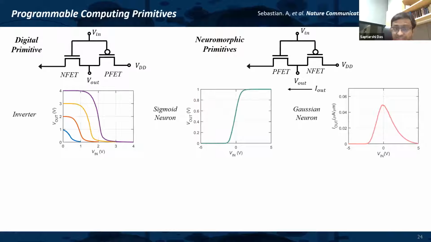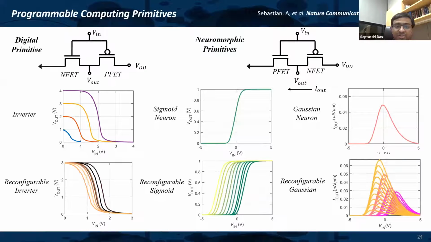Now, with these programmable computing primitives, I could connect them in series, and I could make inverters, I could make sigmoid neurons, I could make Gaussian neurons, and these devices can also be programmed. So I now have programmable primitives for these 2D material-based transistors.